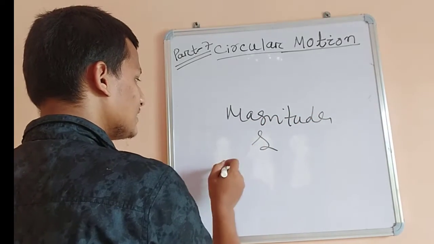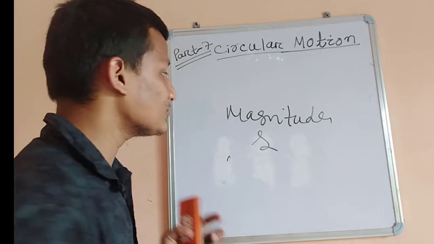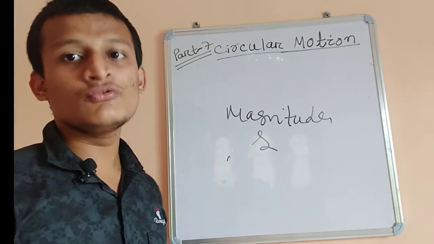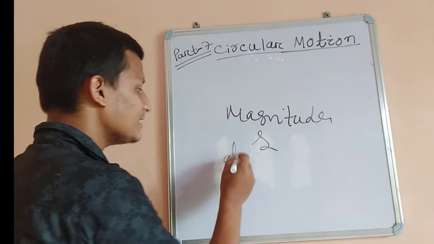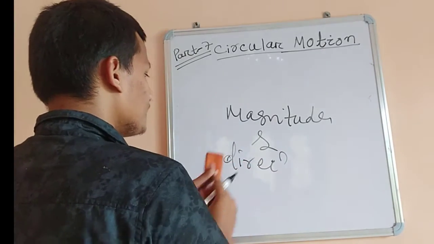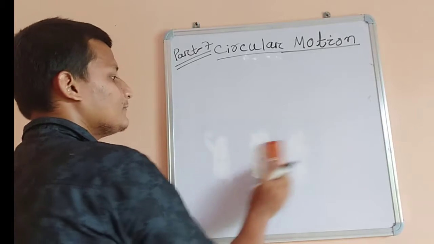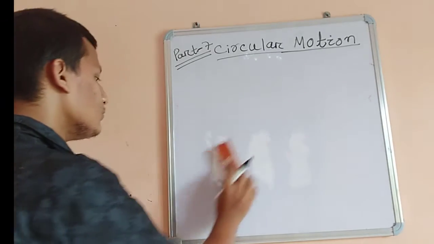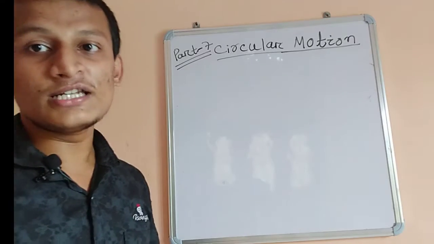Magnitude gives its amount, and direction gives the point or the line along which we have to move, a particular direction. Physical quantities like acceleration and force are like this. So we are going to discuss the vectorial representation.